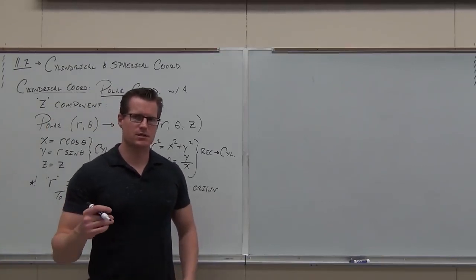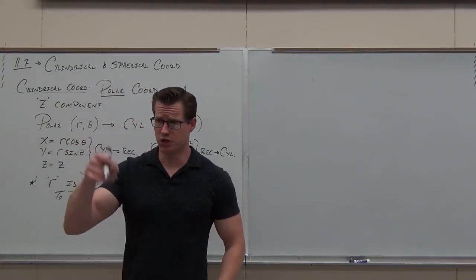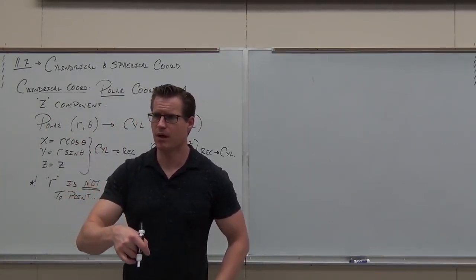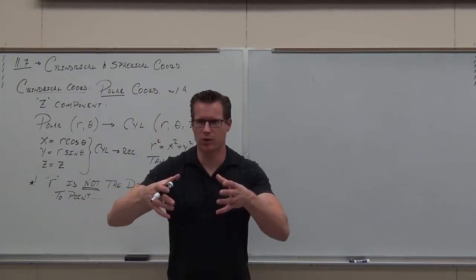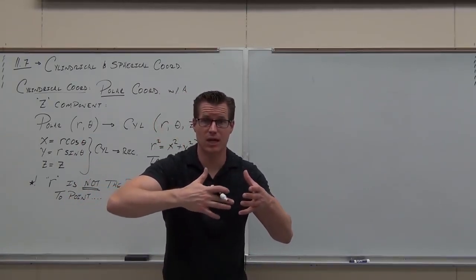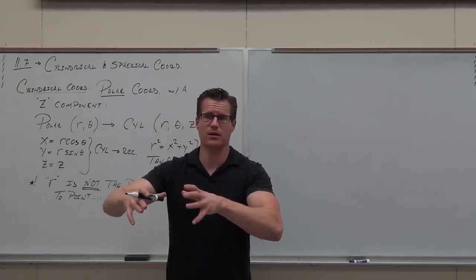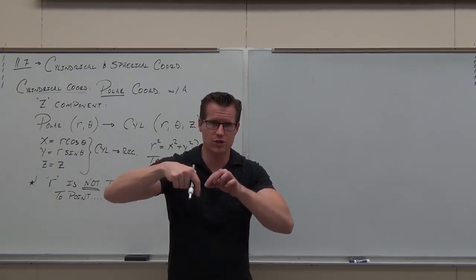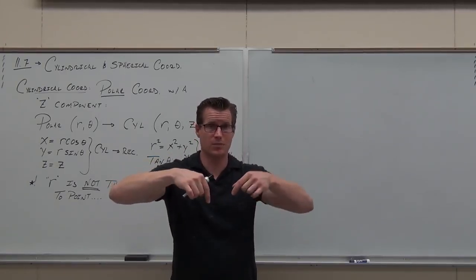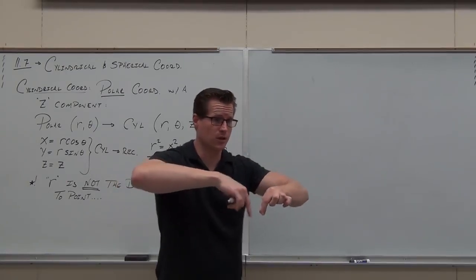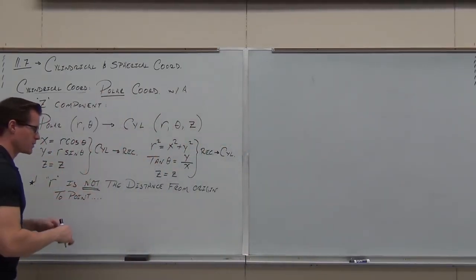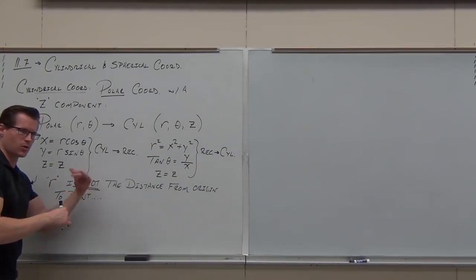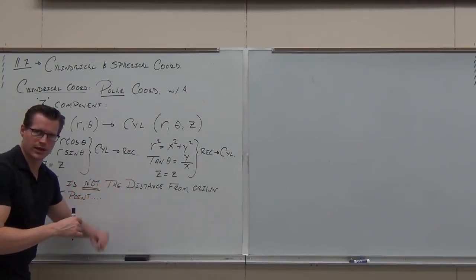R is the distance from the origin to the projection of the point on the xy plane. R is polar, which means R can't travel outside of the xy plane. R is in that plane, which means that R can only go from origin to somewhere on that plane. The only thing we can do on that plane is project the point on that plane. That's what R gives us. So R is not the distance from the origin to the point, it's the distance from the origin to the projection of the point on the xy plane.